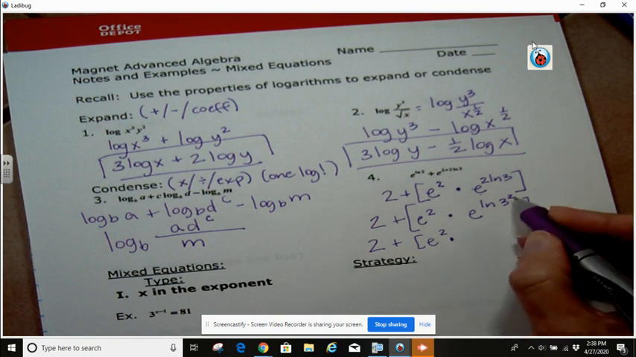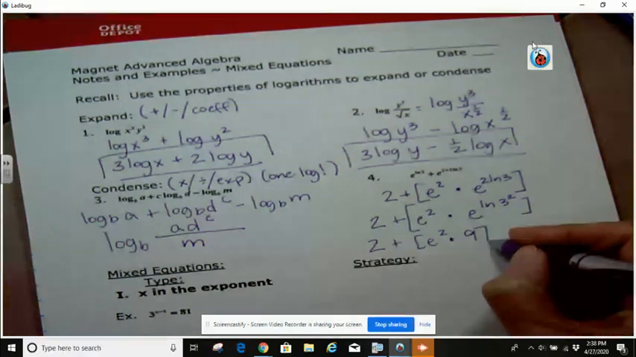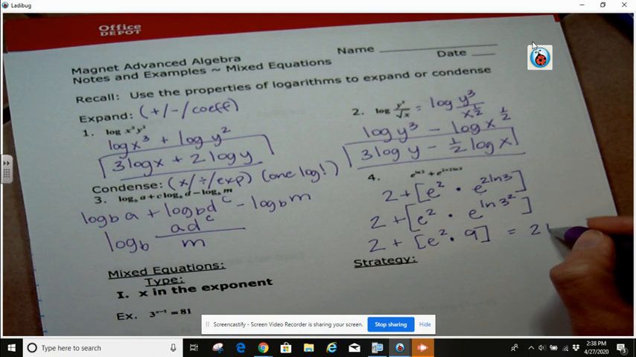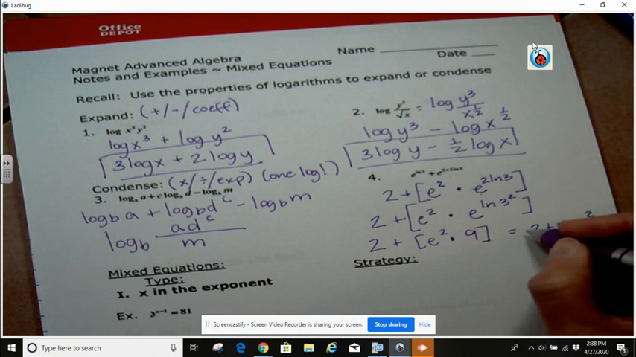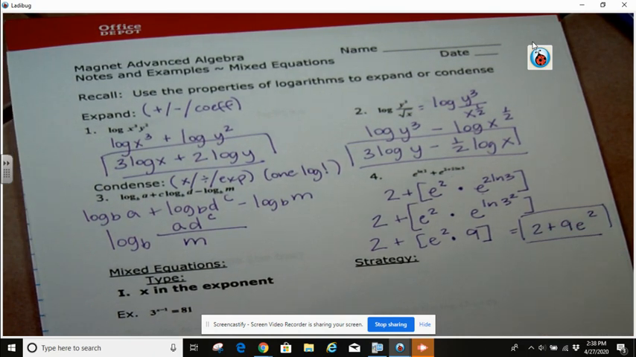So that'll just be 3 squared, which is 9. And I have 2 plus 9e squared. And that would be my answer.